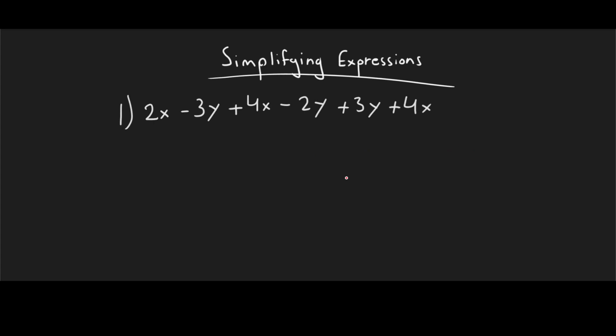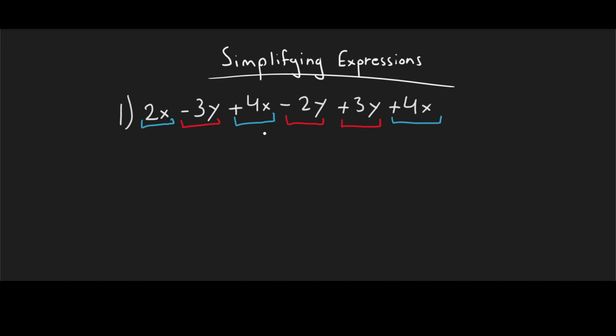So for our first example, we have 2x minus 3y plus 4x minus 2y plus 3y plus 4x. So in this expression, we can see that we have two terms, which are the x terms and the y terms. So let me highlight the x terms. We have the 2x, positive 4x, and the positive 4x. And the y's, we have negative 3y, negative 2y, and the positive 3y.